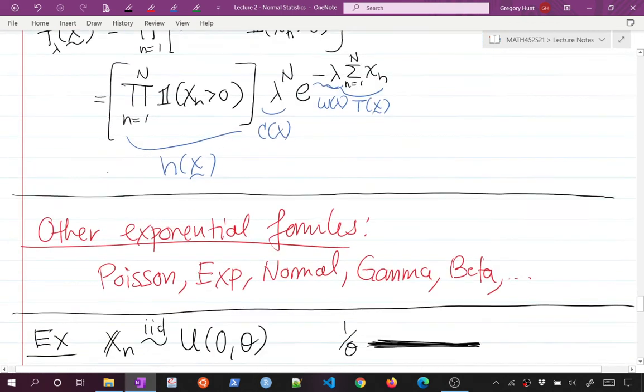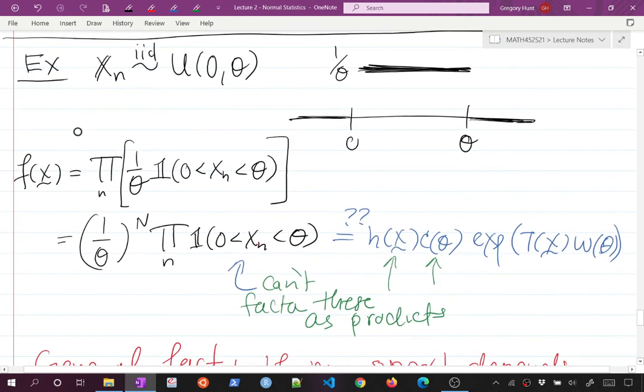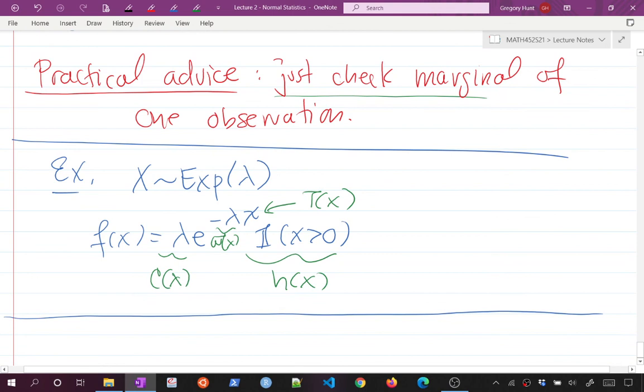So next time, we're going to start talking a little bit more generally about statistics and kind of general properties of statistics. But we should leave it there. I think that's a great point to stop.